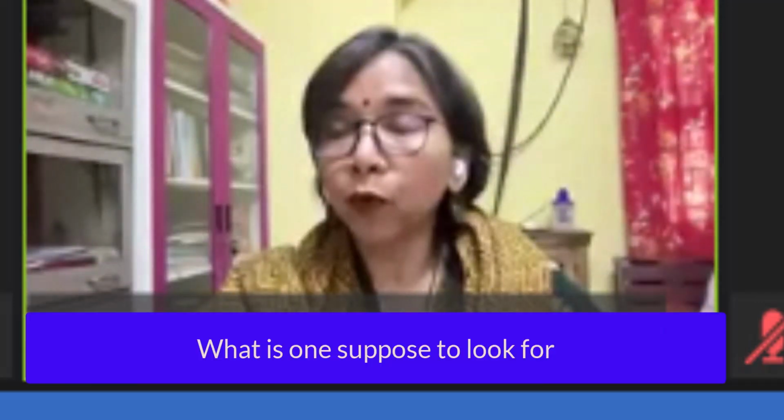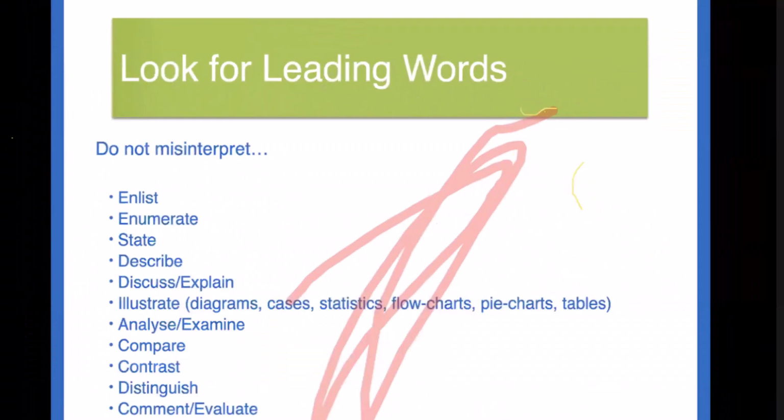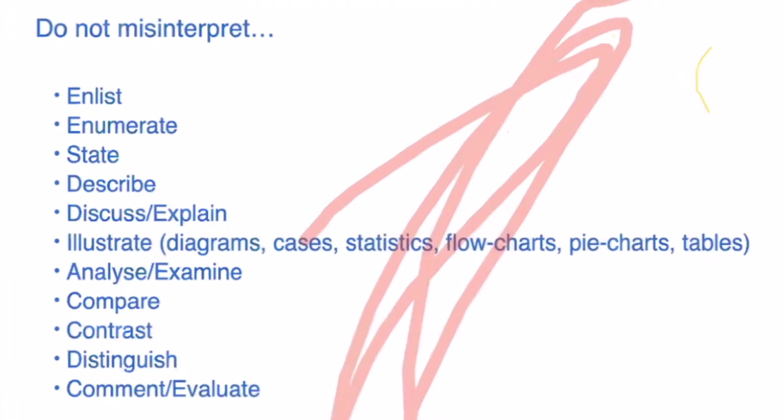If one is not to look for keywords, what is one supposed to look for then? Look for leading words. These are some of the common leading words that any question paper of any law subject is likely to use. And each of these expressions has a different meaning. And that's the reason why they are different words to begin with. So enlist, enumerate, state, describe, discuss, or explain.